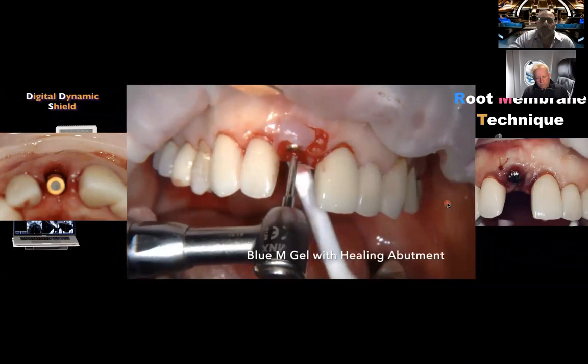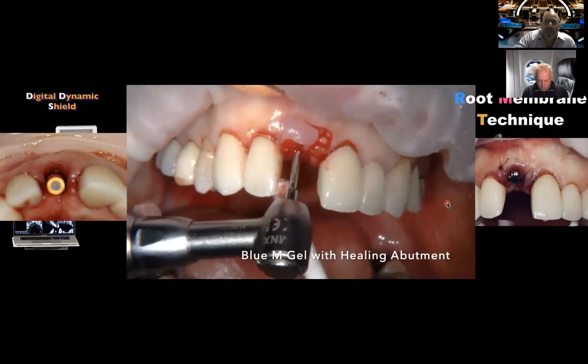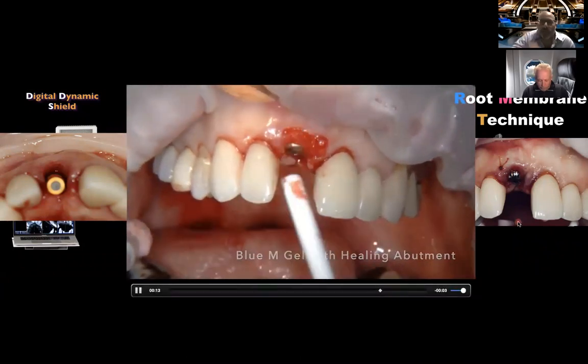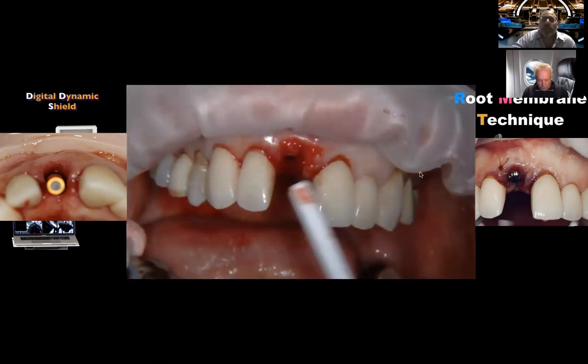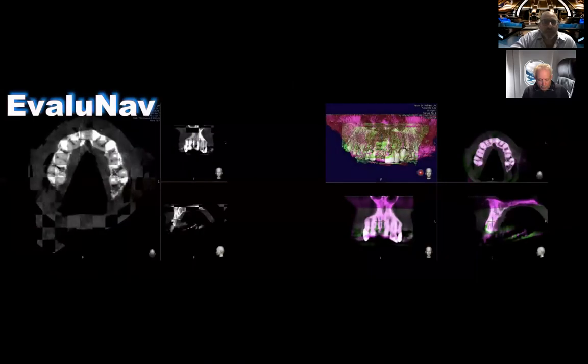This is a little bit of a blue M gel, an oxidizing gel that I like for healing. And if you want to suture or not suture, that's up to you. But in this case, we didn't use any graft material other than that NovaBone material. When I'm completed, I can then take another CBCT scan, and I can export the data into the Evalu navigation software.